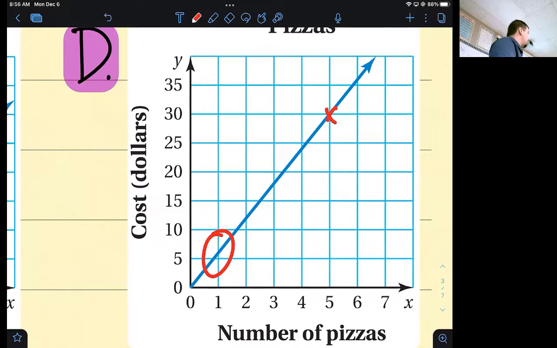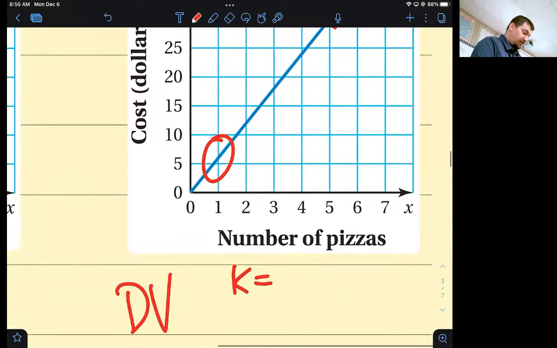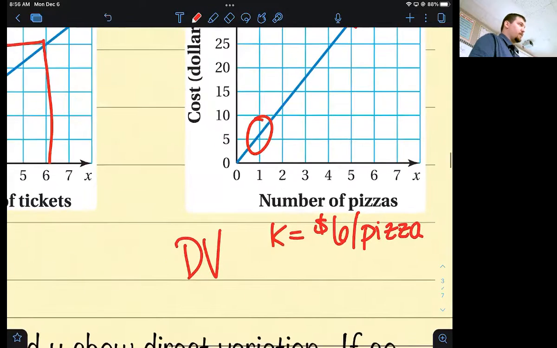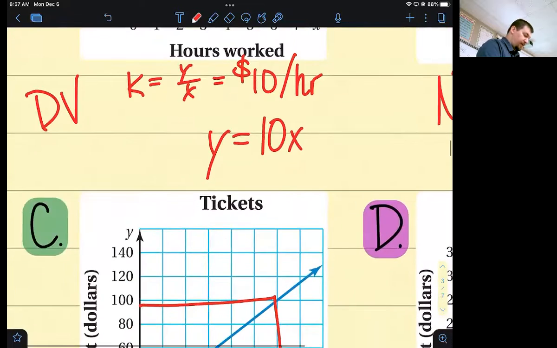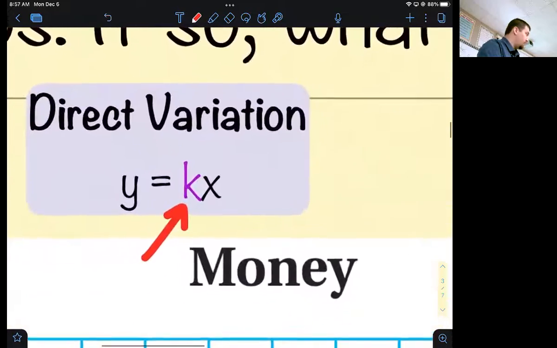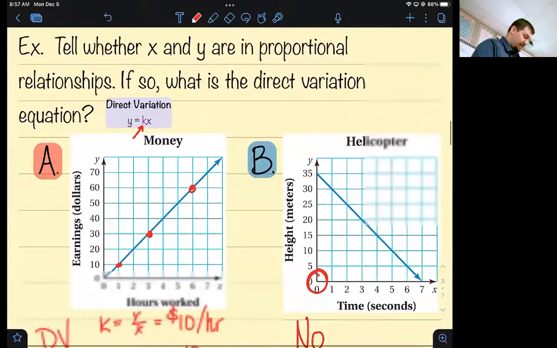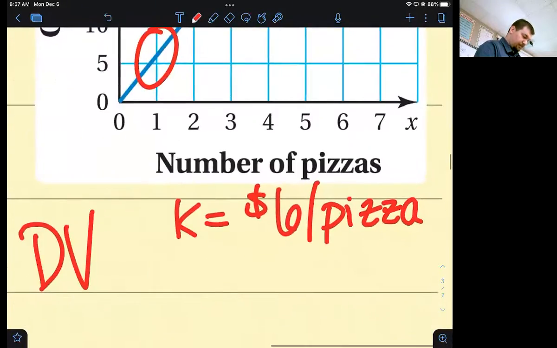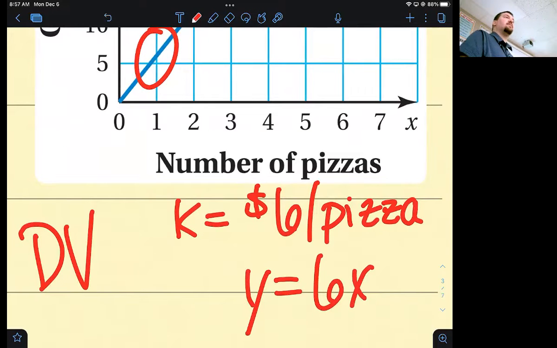So Ashlyn, what is 30 divided by 5? 6. Remember, it's Y divided by X, not X divided by Y. And so we get 6. So our K value is 6. $6 per pizza. So Ashlyn, I'm going to have you finish this one. If the K value is 6, what's the direct variation equation? Y equals, that's exactly right. Y equals 6X. Just got to take the K value and insert it in where the K goes. Thomas? Yeah.